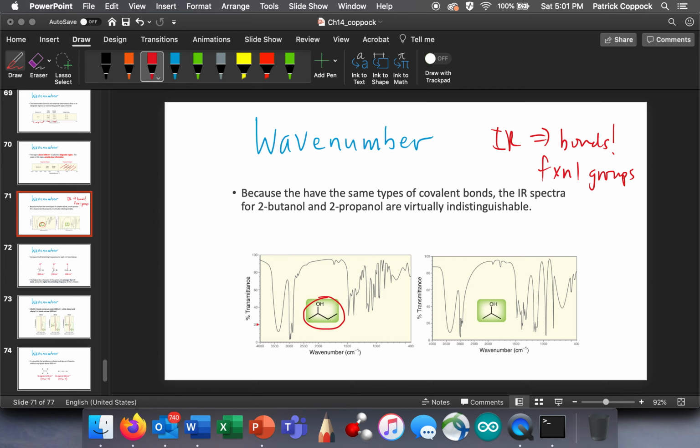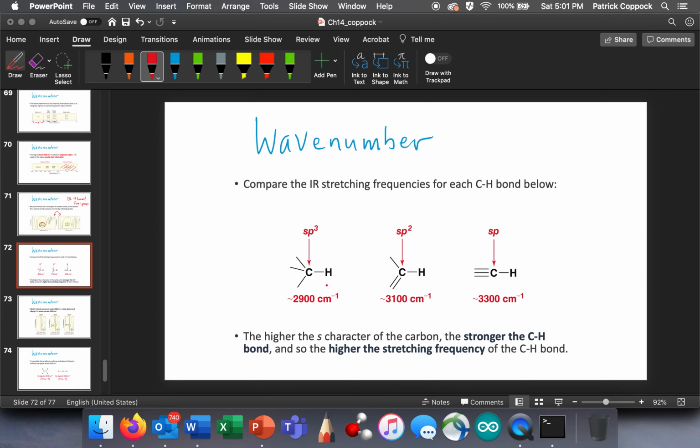It just turns out that the information that they give us is super useful, so we make a big deal out of it, right? But these two spectra are the same, basically, because they have the same kinds of bonds in them. That's really interesting to see. So now let's look at bond strength again.